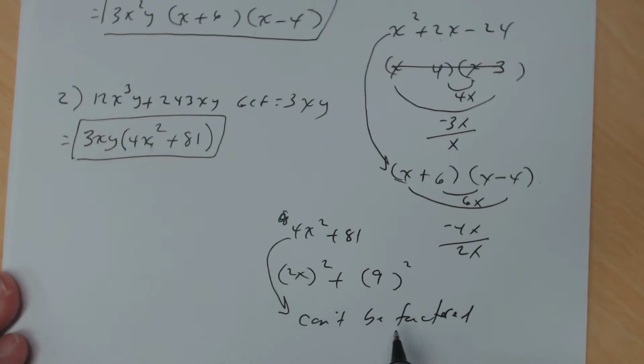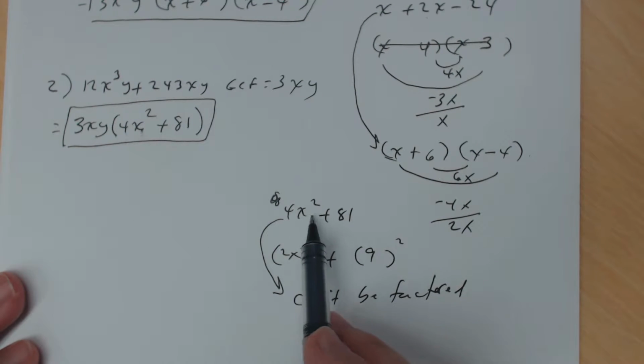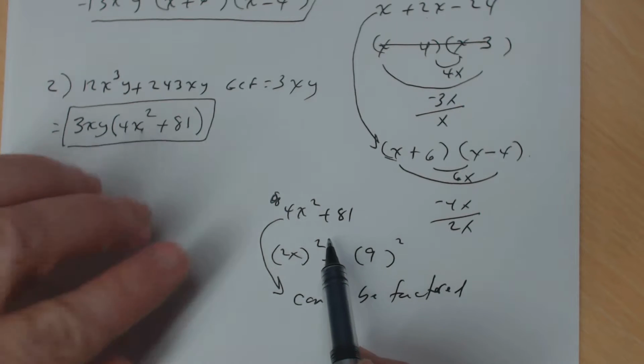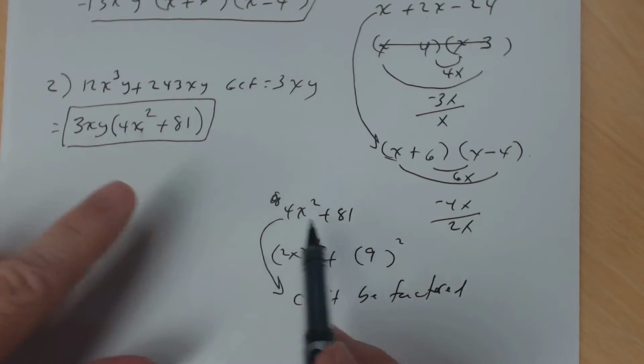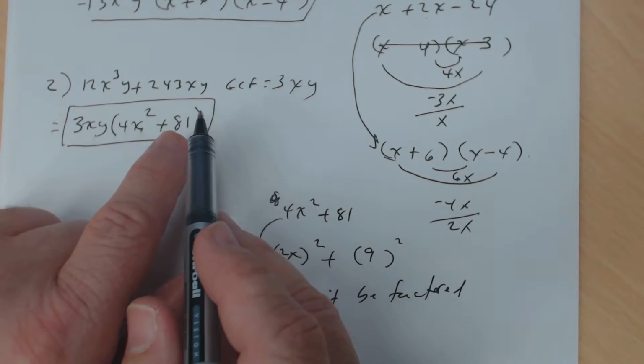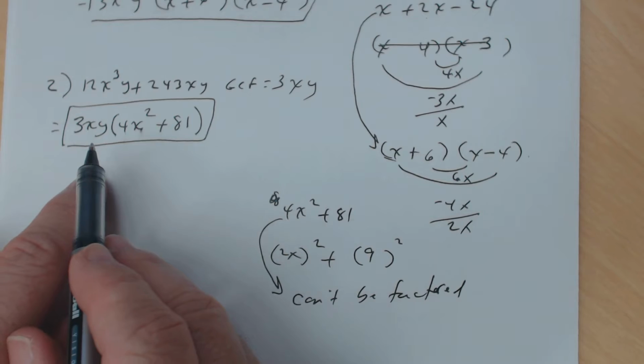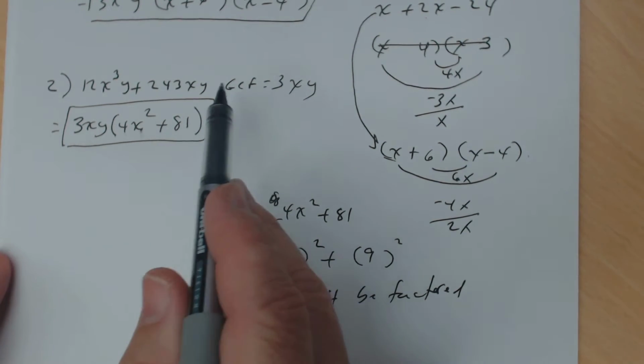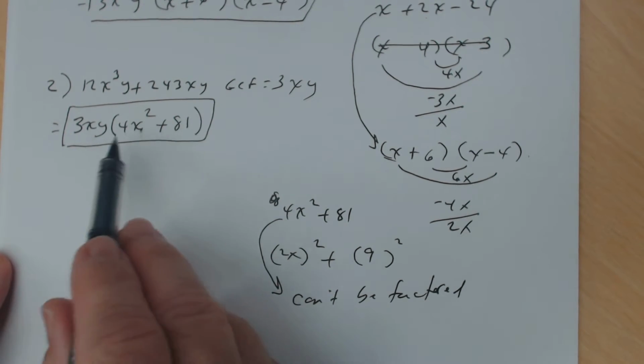Now don't say, when you get to this point, that 4x squared plus 81 can be factored, so that means that this right here is prime. But don't say the answer is prime, because remember you want to factor, and I did factor. I factored out the GCF, but that's all I could do. So there's your answer. All right, so don't say prime here.